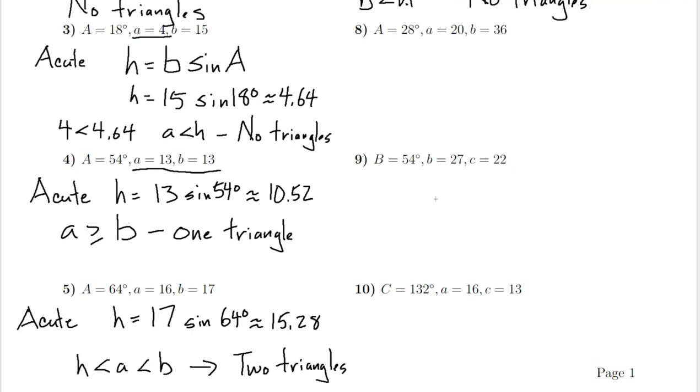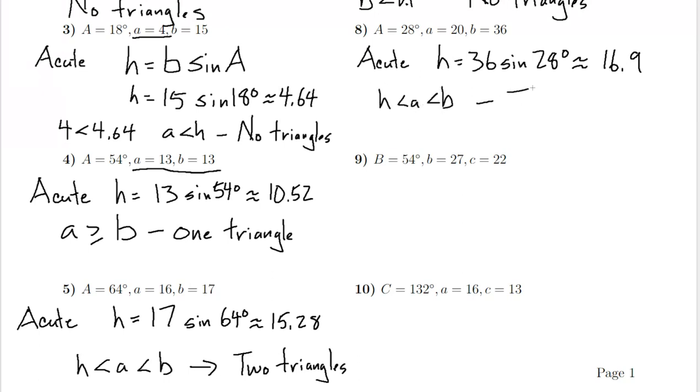All right, for number 8, we are back to angle A's, and we're back to acutes. So in this case, we have an acute angle, and we have A less than B, so we're going to want to figure out what H is. And H in this case is going to be 36 times the sine of 28 degrees. Plugging that into a calculator, we get 16.9. And since that H is less than A and A is less than B, this tells us 2 triangles.